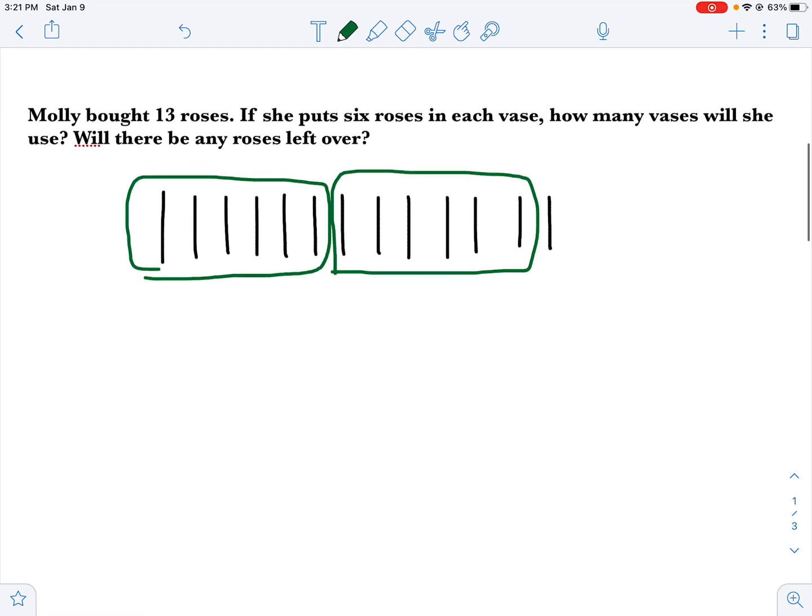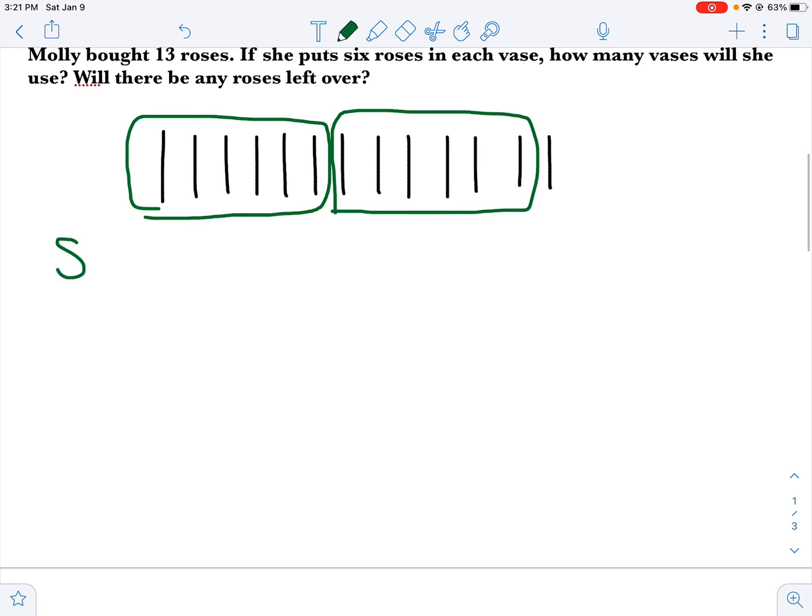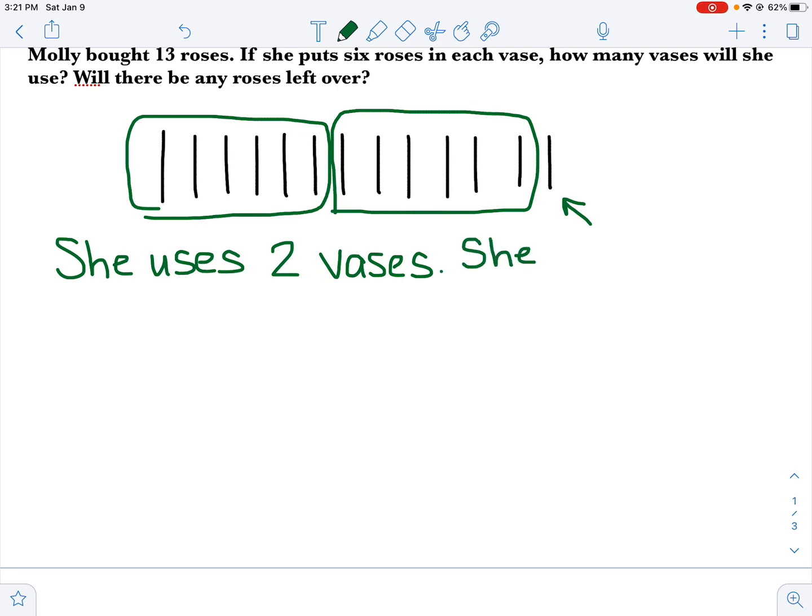Okay, so my answer would be that she uses 2 vases, right? There's my vases, the circles, or really more like rectangles. And there's 1 rose left over, this poor leftover rose that just didn't fit equally. So I could write, she uses 2 vases, she has 1 rose left over.